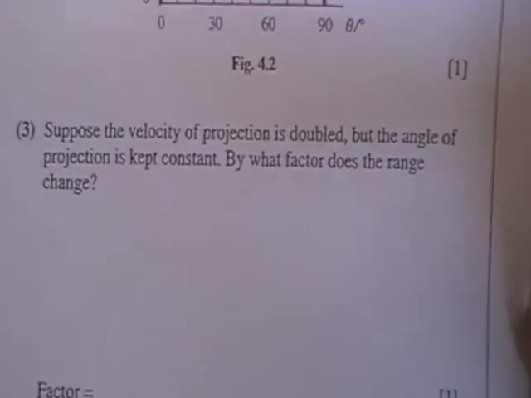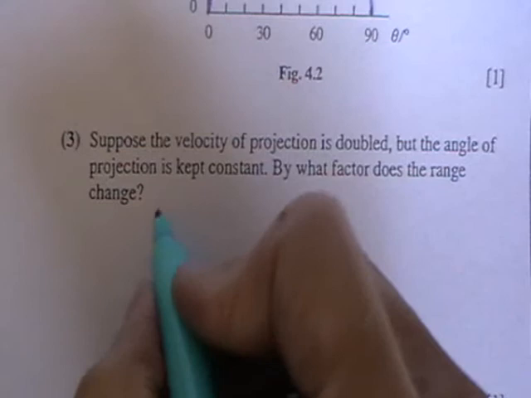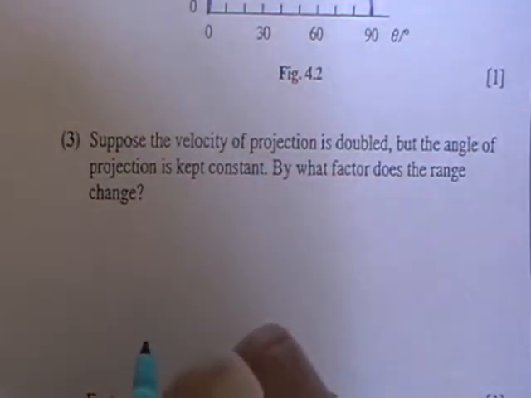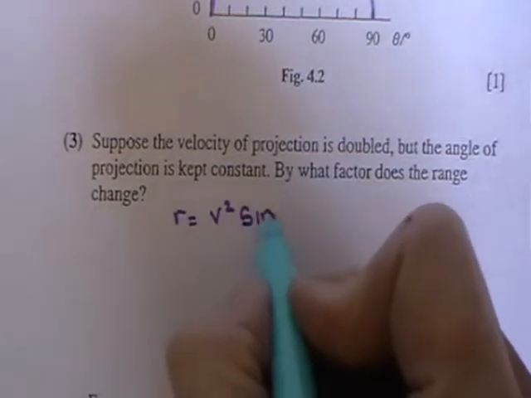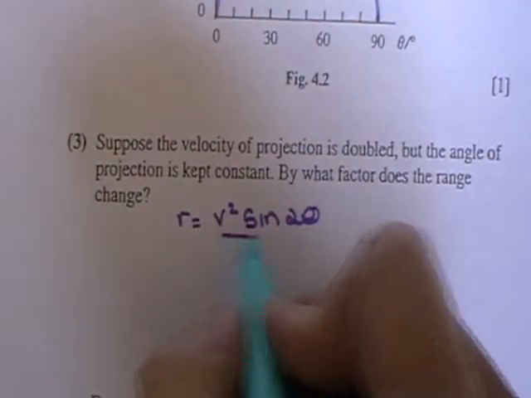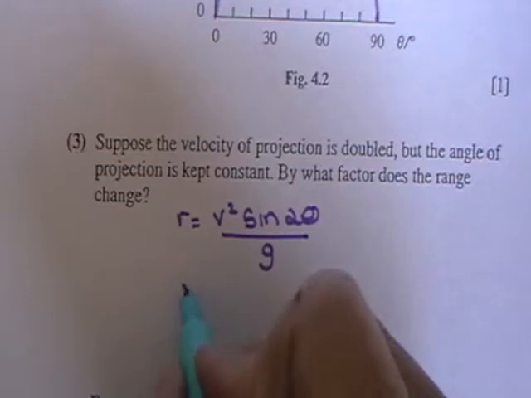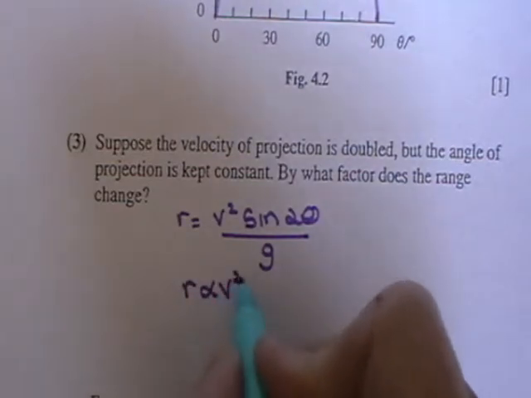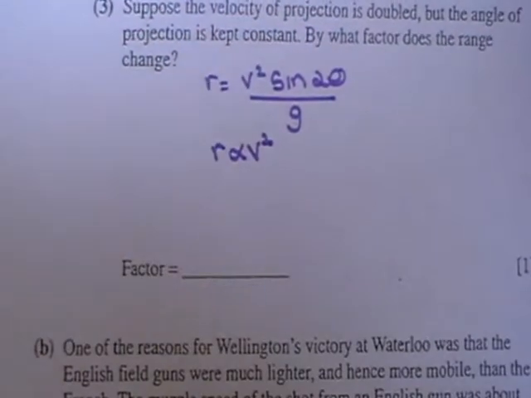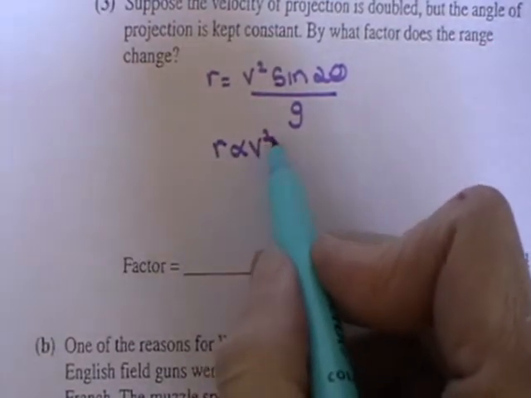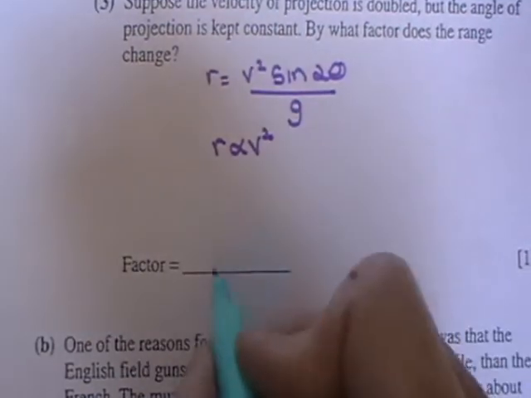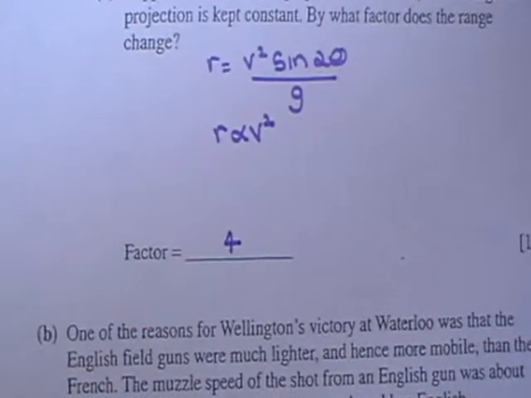Suppose the velocity of projection is doubled, but the angle of projection is kept constant. By what factor does the range change? So if I just write that down again, the sine of 2 theta, all over g, but r is proportional to v squared. And therefore, if v doubles, then you multiply by 2 and square the 2, you get 4. So the range increases by a factor of 4.